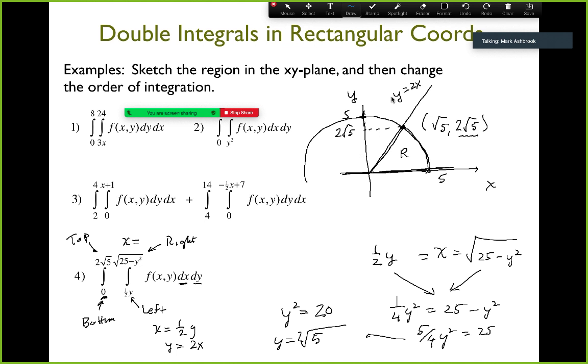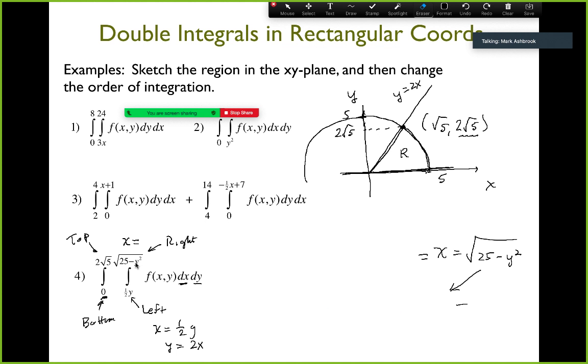Questions on that? So now what do we want to do? We want to change this into the other order. And we're going to use our sketch to do that. We're not going to try to do that by looking at these limits. We're going to look at our sketch, like we said last time.